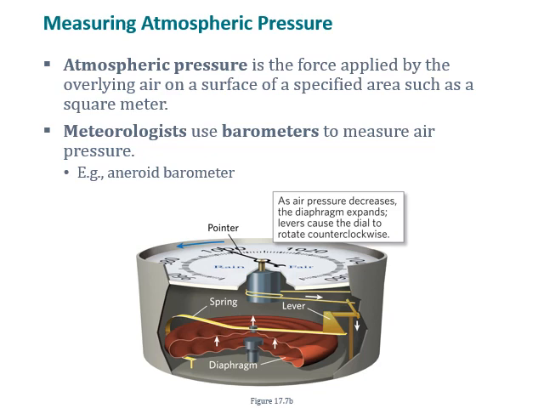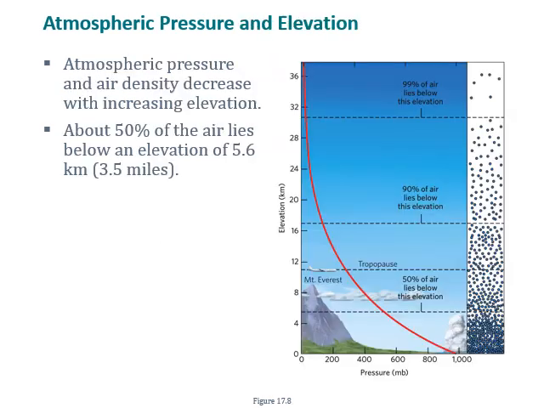This is an aneroid or analog barometer. A very important concept in understanding Earth's atmosphere is that atmospheric pressure and air density decrease with increasing elevation. So about 50% of the air in the atmosphere lies below an elevation of 3.5 miles. This is shown in the figure on the right, with the red line representing atmospheric pressure.